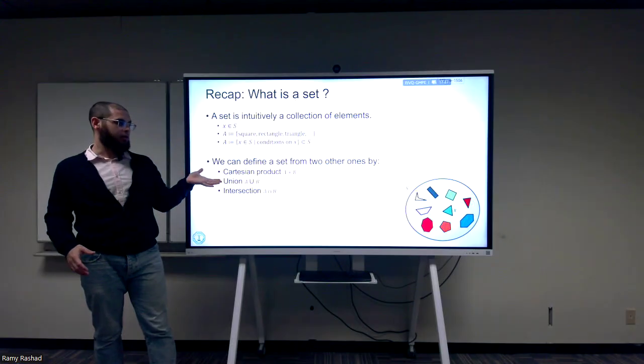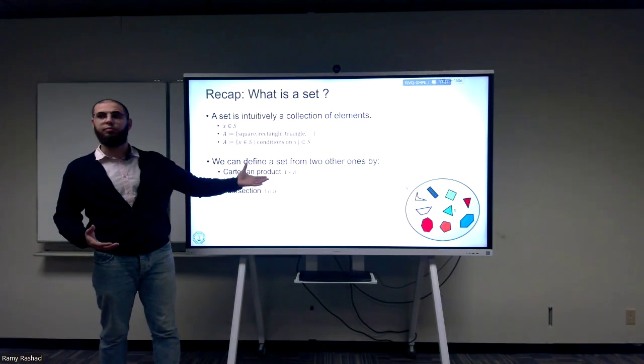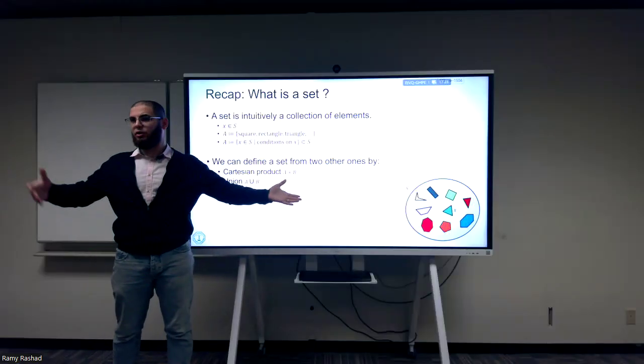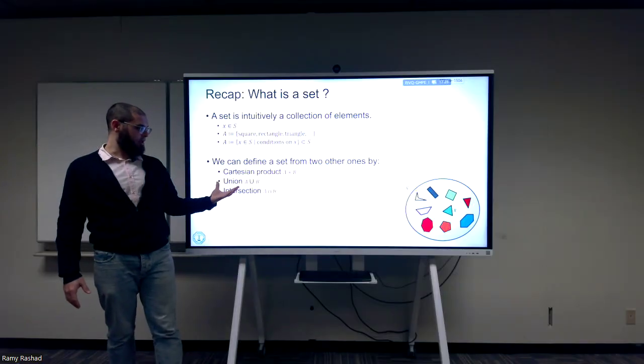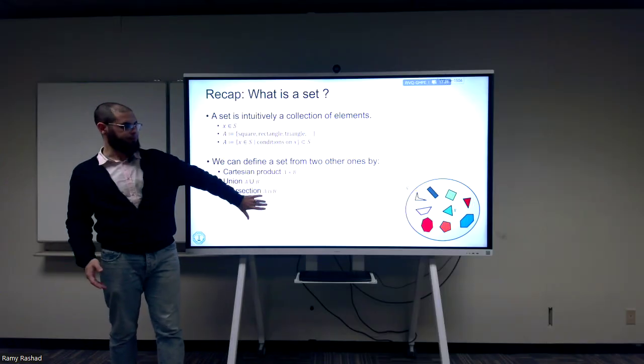And we said we can define new sets from sets that you already have by simply taking the Cartesian product, which in the end leads, if you have R and R and R, and you take the Cartesian product of them, you have Rn, the usual Rn you're familiar with. Then you have the union of two sets, you get a new set, or intersection, and so on and so forth.